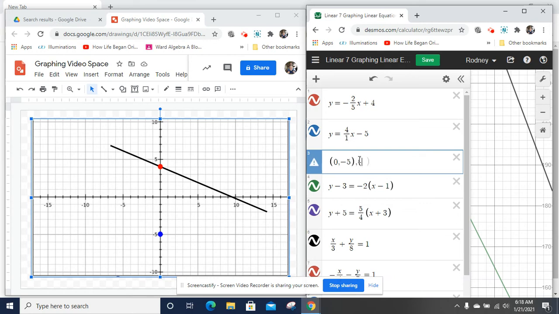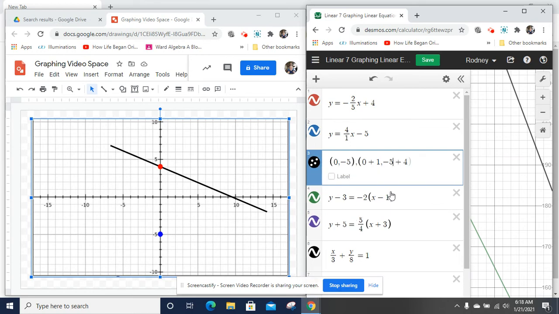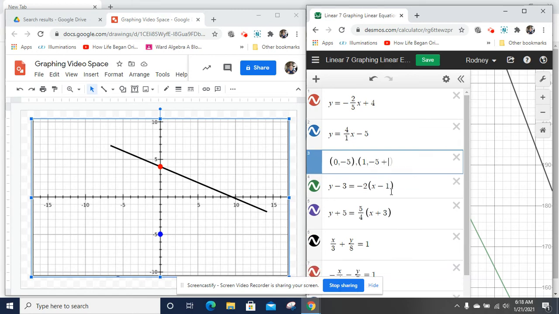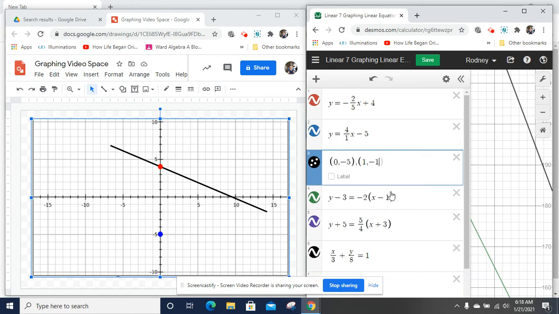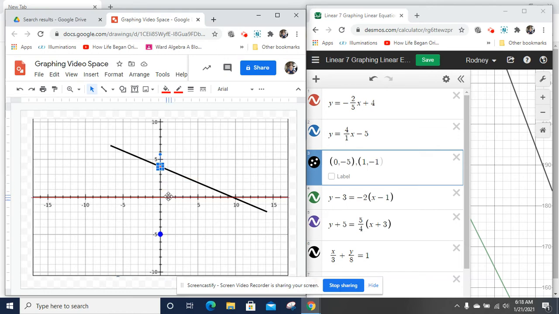So we can do it mathematically and work that out. The horizontal change will be added to the x, so 0 plus 1, and the vertical change will be added to the y, -5 plus 4. And I can simplify that. That becomes just 1, and that becomes -1. So I've got a new point at (1, -1). So let's grab this one, and it's going to be at (1, -1). So there we go.